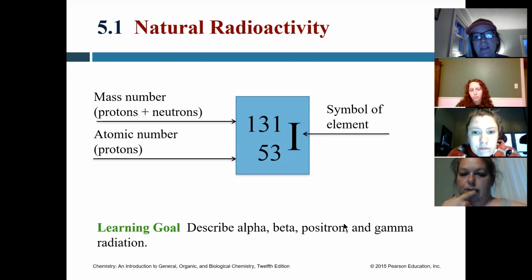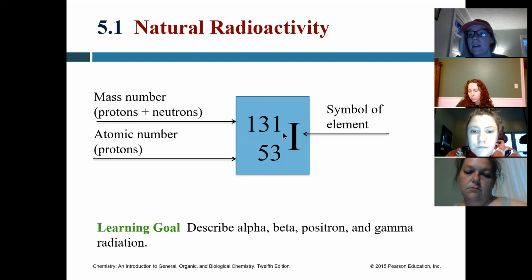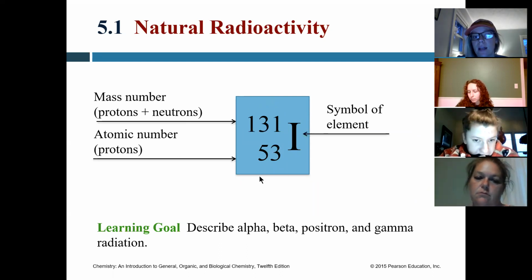So natural radioactivity: there are certain elements out there that are naturally just unstable. This is one of them. So we have iodine 131. That's what we would call this. We use the symbol for the element, and then we put the mass number. And then sometimes you'll see in the lower left-hand corner the atomic number, which is the number of protons.